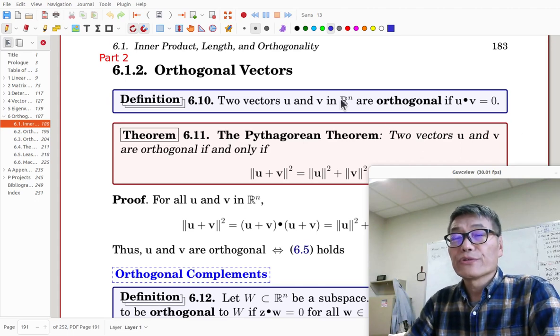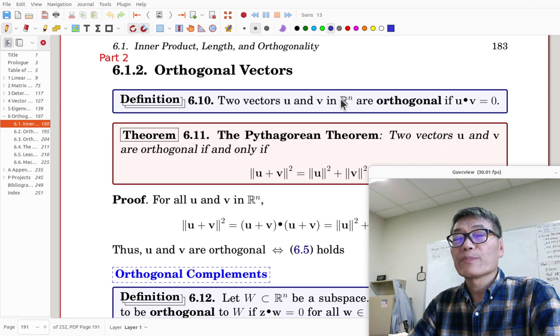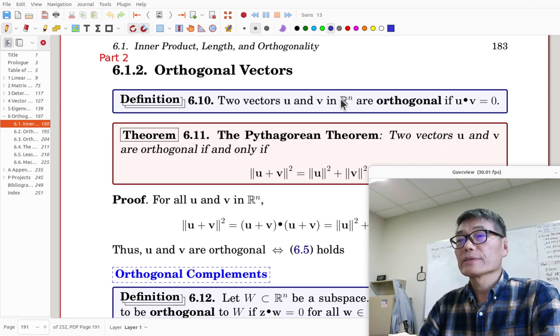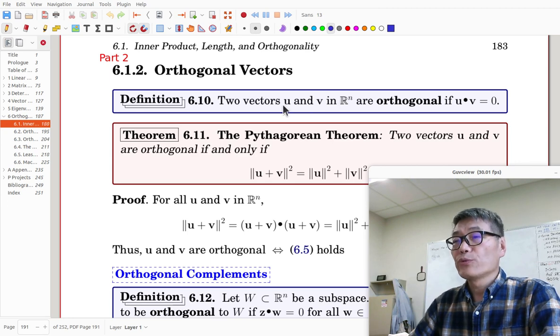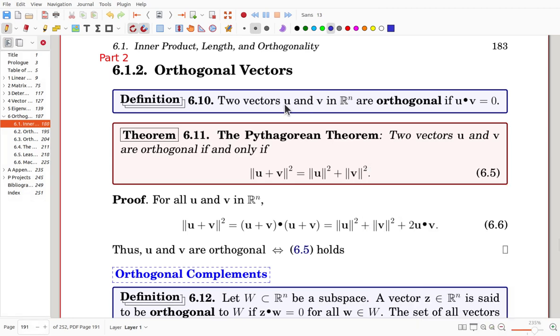It is part 2 of section 6.1. Here we'll study orthogonal vectors. Two vectors u and v in Rn are orthogonal if their dot product is 0. Here is the Pythagorean theorem. Two vectors u and v are orthogonal if and only if this equation is satisfied.